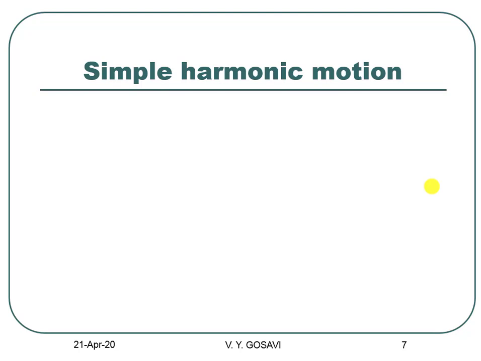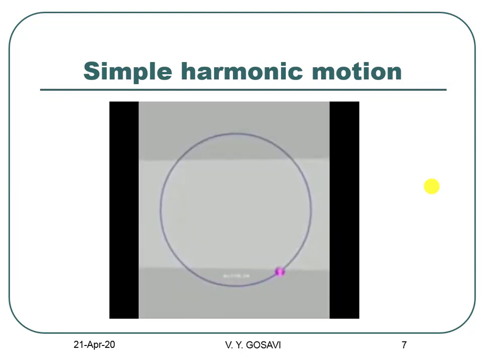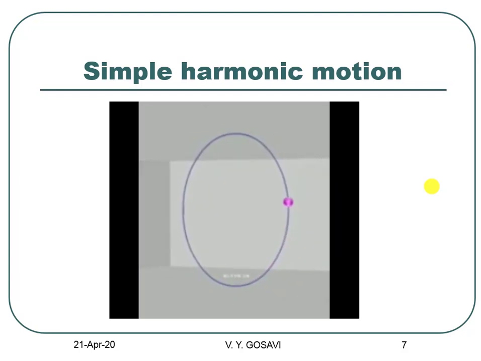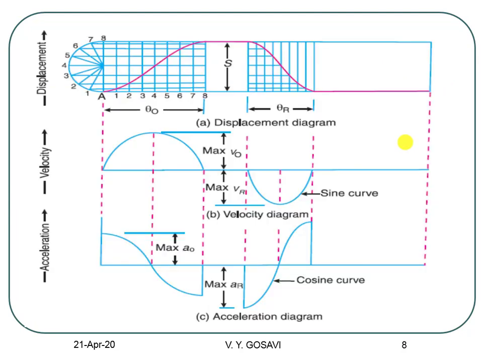Next type of motion is simple harmonic motion. Consider a particle moving on a circle with uniform velocity when observed from the front. If the same particle is observed from the side, it appears to perform a to and fro motion. This motion is called simple harmonic motion. Similarly, to and fro motion of the follower can be converted into circular motion. That's why this semicircle is used to draw the displacement diagram.